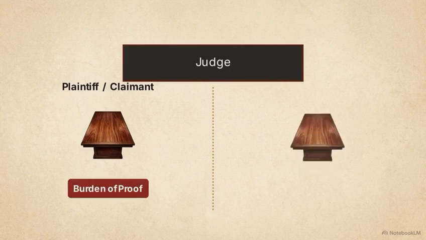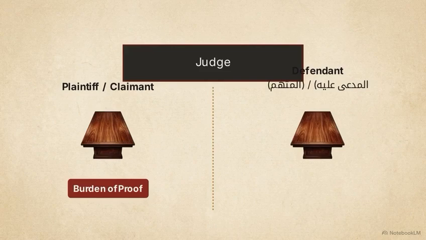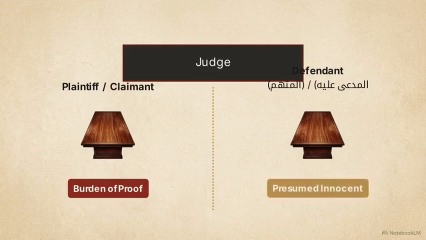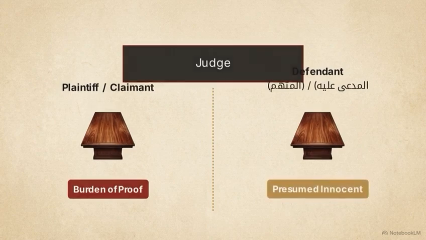Across from them sits the opposing adversarial party, the defendant. The defendant is the person or entity being sued or accused. In Arabic civil law, this is al-mudda'a 'alayh, and in criminal proceedings, al-muttaham. The operational sentence here is a cornerstone of the system. The defendant is innocent until proven guilty.